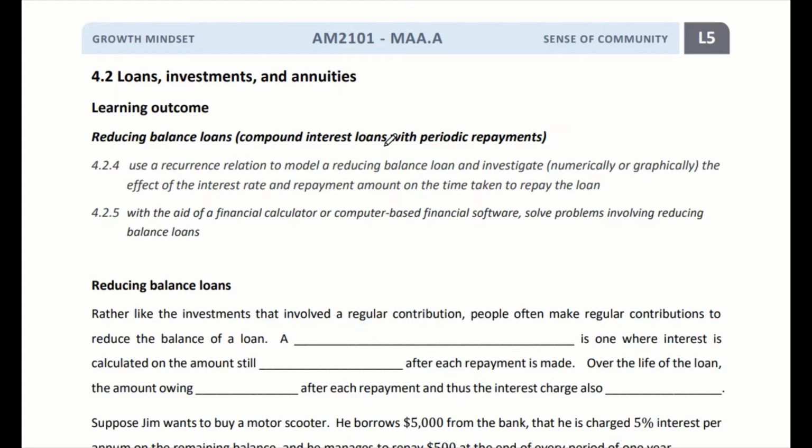Same as before, we are going to look at how to use a recurrence relation to model what happens in a reducing balance loan account. After that, we will also see how to use the finance solver in our TI-Nspire to help us solve the problems. All right, now let's move on to the content part.